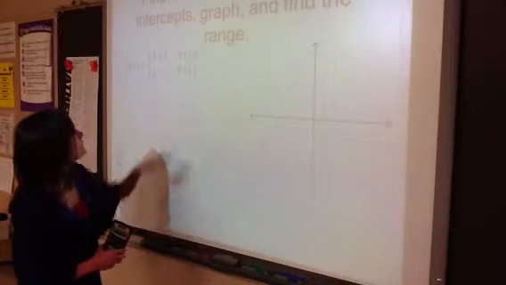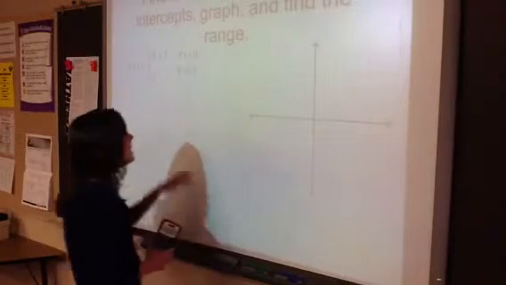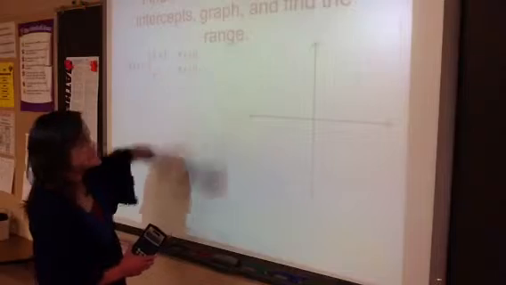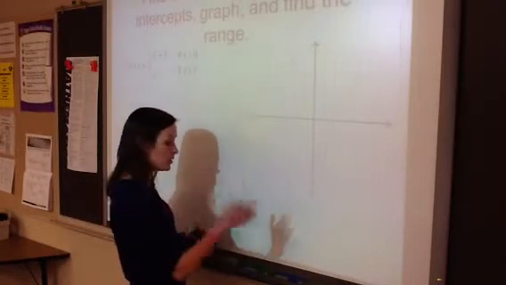Alright, so see if you can graph y equals x plus 1 on your own, and pick the part of the graph where x is less than 0. See if you can do that one on your own. So pause the video and see if you can do it.